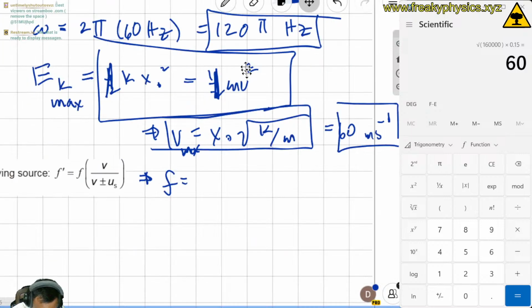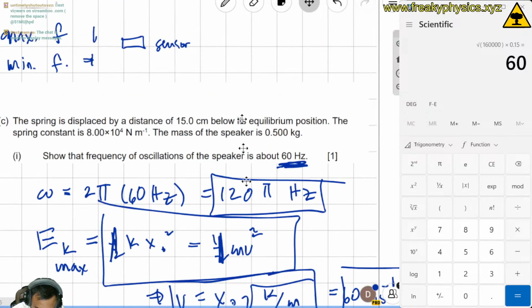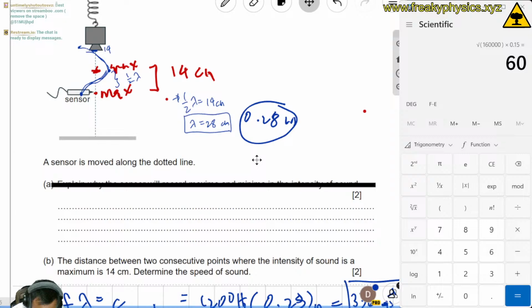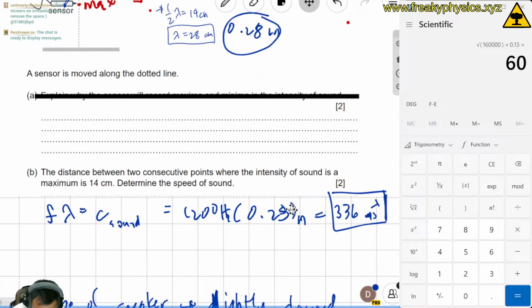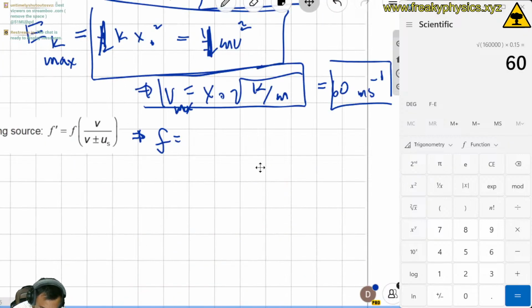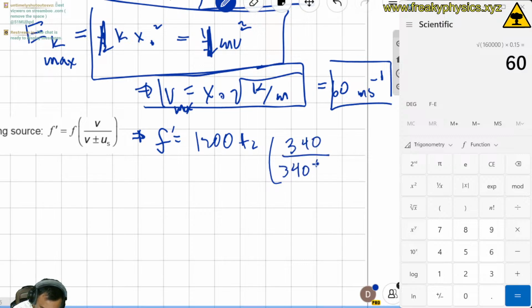Range of frequencies, right? What's the frequency emitted by the sensor? It's 1200 hertz, right? So that's going to be f prime is equal to 1200 hertz times the speed. It's going to be the speed of sound in this case. Use the one given, 340. And then we have 340 plus or minus 60. So we do both values to find the final answer.